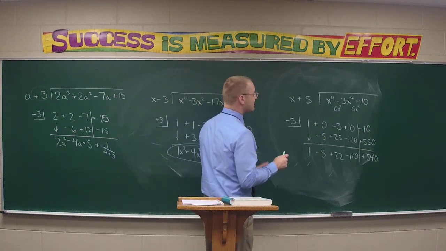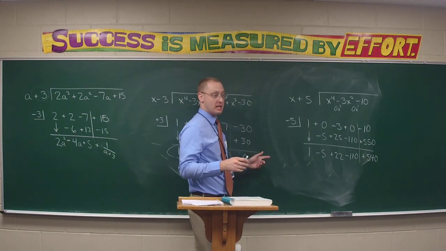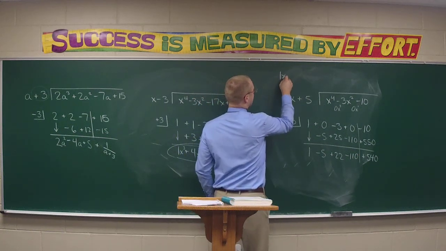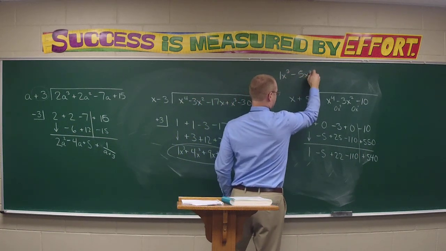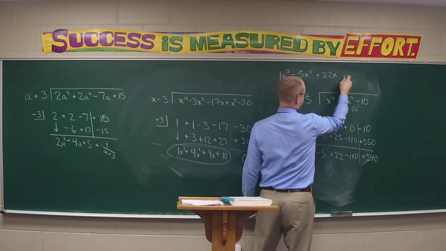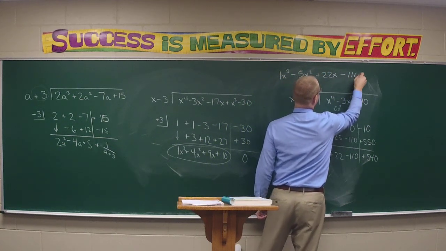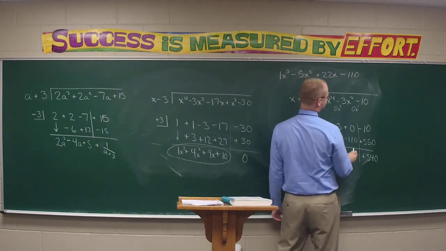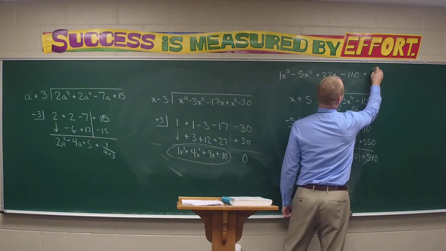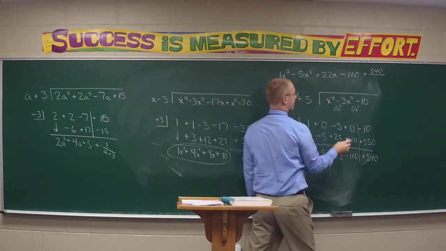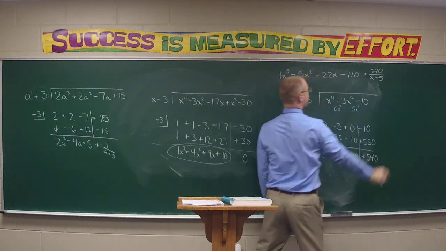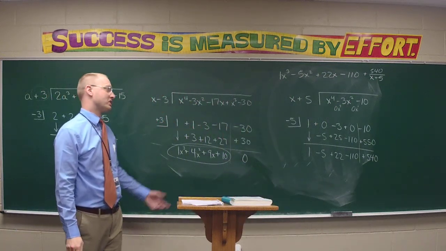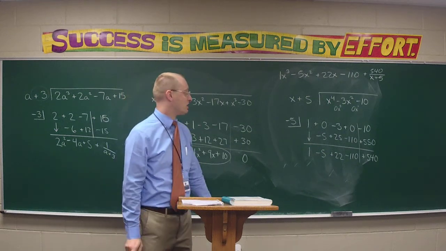All right, so what's my answer going to be? Michael. 1x cubed minus 5x squared plus 22x minus 110. And plus 540 over x plus 5. And there is my answer. But aren't you glad we got to do it this way? So much easier than doing the long division.